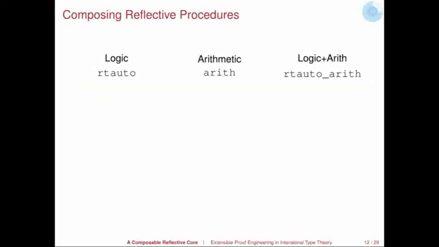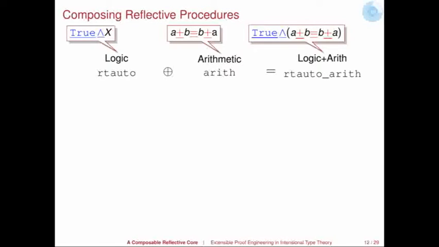All right, so let's take a look at what this problem might look like. Let's say we have one box here, rtauto, that we talked about in the previous slide, and we have another box for reasoning about arithmetic. What we'd like to do is construct the box, or now rectangular prism, that handles both of them at the same time. So here we've got a problem like true and something, but if that something was something simple like a plus b equals b plus a, then we'd like something like this arithmetic and logic solver to be able to prove this entire derivation in one shot.